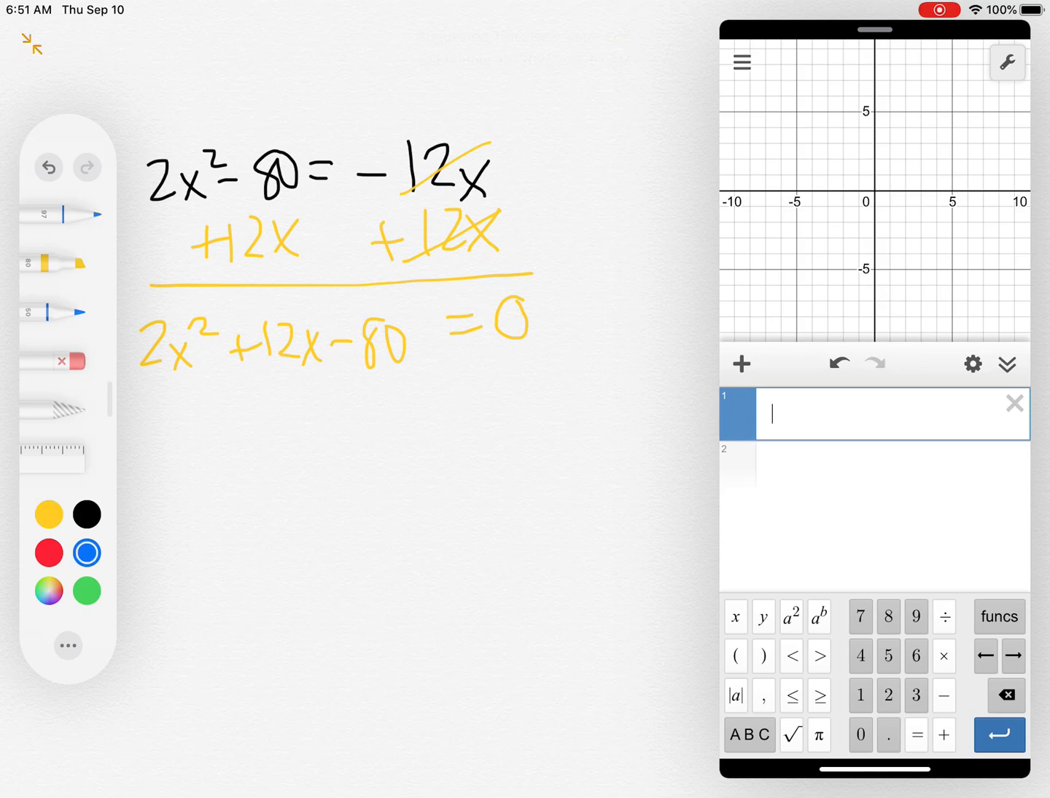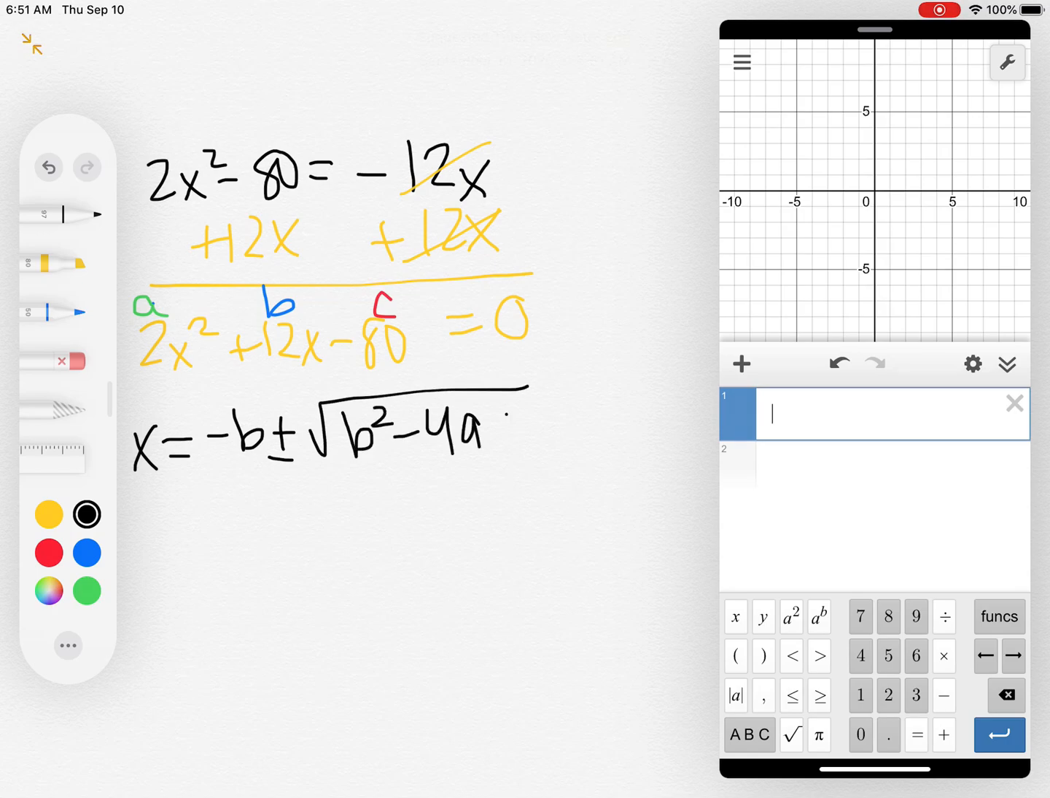Now that we have everything in the right order, my a is 2. My b is 12, my c is negative 80. So we're in business. Just writing out the formula so we have it in front of us. Let's start plugging things in.